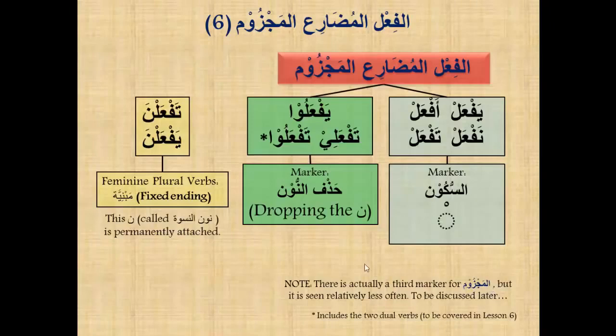Here is a summary of the case ending markers for the majzum: yaf'al, af'al, naf'al, and taf'al. That's the sukoon. And then for these verbs, yaf'alu, taf'ali, taf'alu, we have hadhf an-noon, dropping of the noon. Important note, down here, there's actually a third marker for the majzum. It is seen relatively less often, so it's a little less common than these, which is why I decided to discuss it later. So don't worry too much about this. For now, just note that the majzum markers are the sukoon or dropping of the noon, hadhf an-noon.